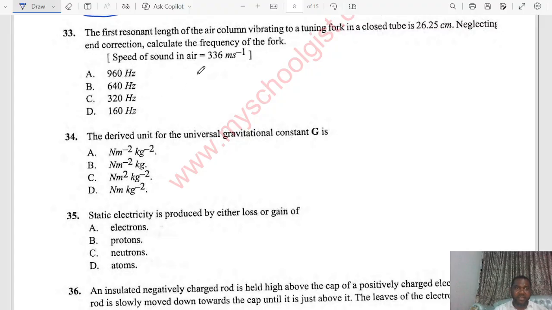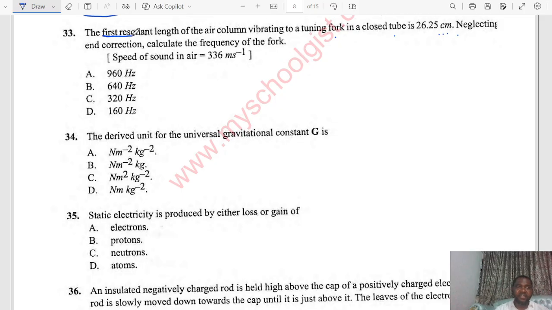The first resonant length of the air column vibrating to a tuning fork in a closed tube is 26.25 centimeter. Neglecting end correction, calculate the frequency of the fork.